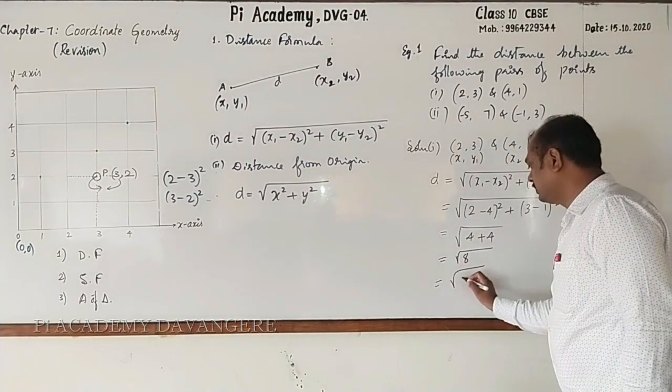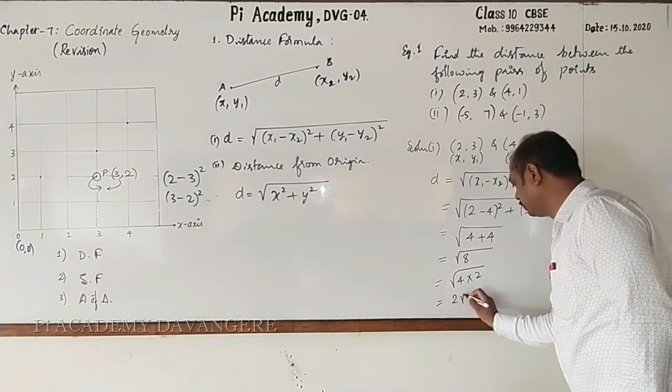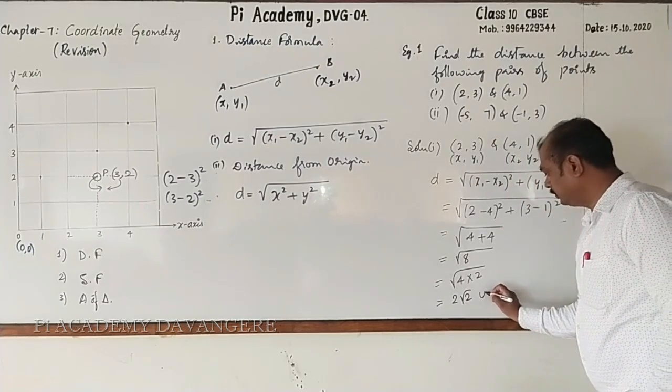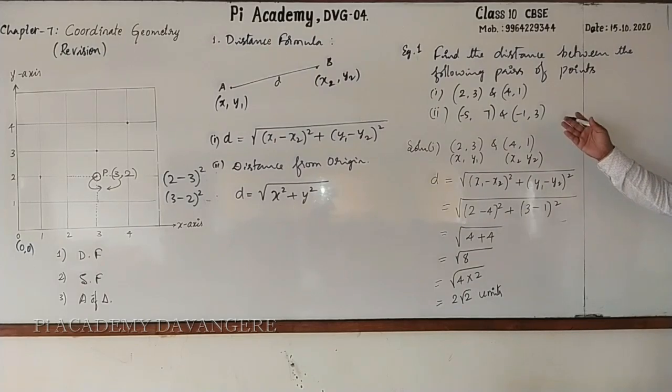8 can be written as 4 into 2. Square root of 4 is 2. So it is 2 root 2 units. Followed? Okay, let's go for finding the second.